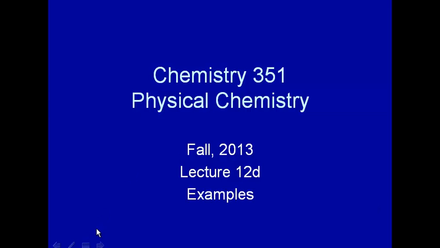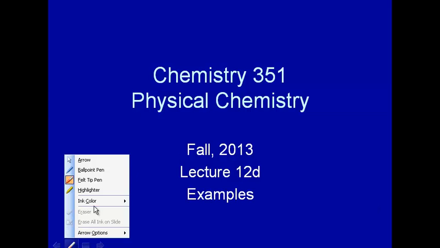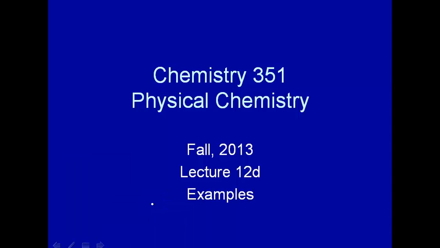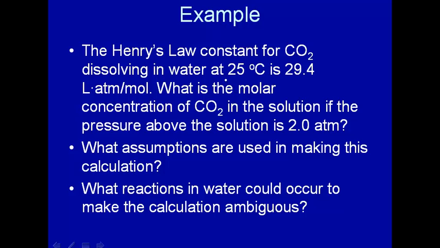Here we're going to work out a couple examples of the material we covered in lecture 12. Okay, first example. Henry's law constant for CO2 dissolving in water at 25 degrees is 29.4 liter atmosphere per mole. What is the molar concentration of CO2 in the solution if the pressure above the solution of CO2 is 2 atmosphere? This you might recognize as a Henry's law problem, primarily because it says the Henry's law constant.